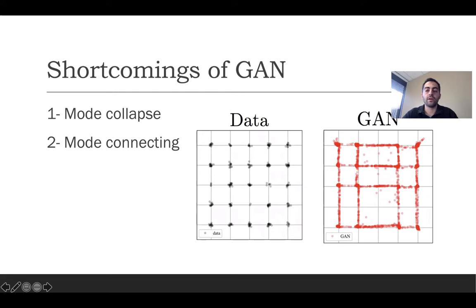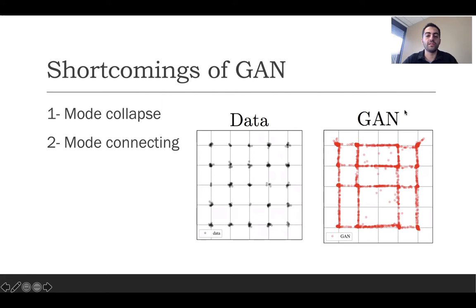But GANs, although they have been successful in the literature, are still known to have some shortcomings. One of the main shortcomings is mode collapse. Here, I'm going to use a simple 2D toy data example to illustrate this shortcoming.